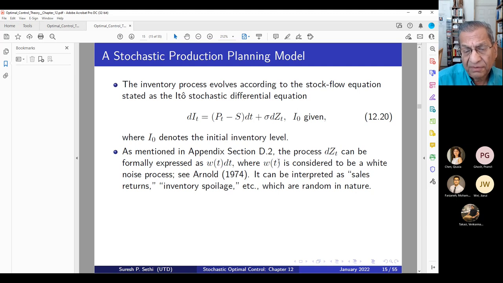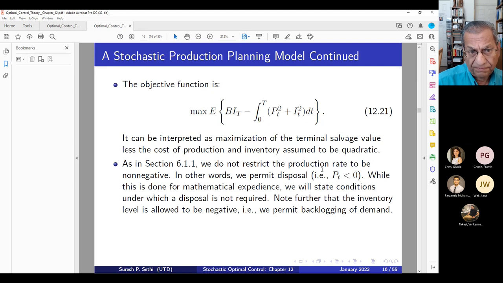What the notation means is how you work with it. There is a calculus for white noise, which would take care of it. But that calculus is now not fashionable anymore. What is fashionable is stochastic calculus, where you don't divide dZt by dt anymore, so you don't even bother with this wt. But this could be inventory spoilage, sales returns, stuff that is random in inventory problems. So this is the deterministic part of the equation. This is the stochastic part of the equation.